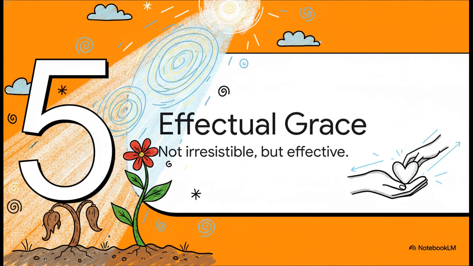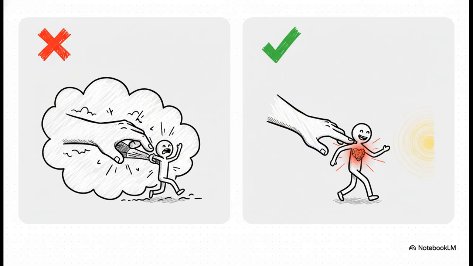And this leads us right to the final piece of this logical chain, and it's maybe the most misunderstood part of the whole TULIP acronym, the I, for irresistible grace. And just like with the T, Sproul argued we really need a better term here. So the common caricature, right, is that irresistible grace means God is dragging people into his kingdom against their will, kicking and screaming the whole way. But that's a total misunderstanding.